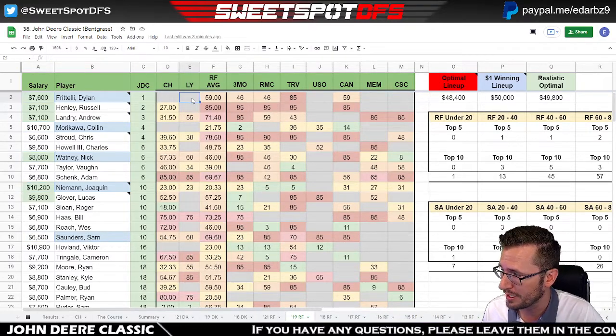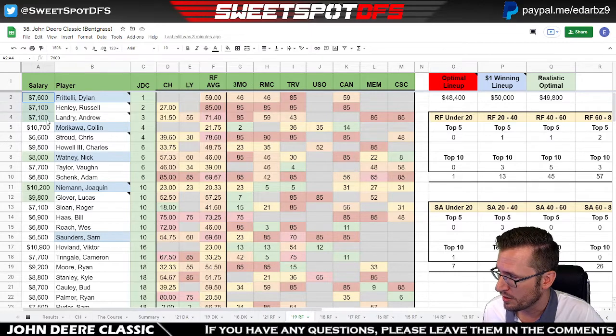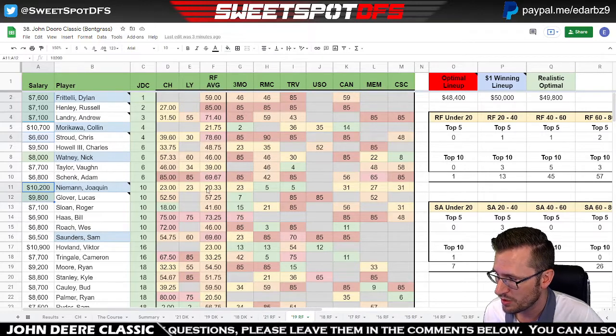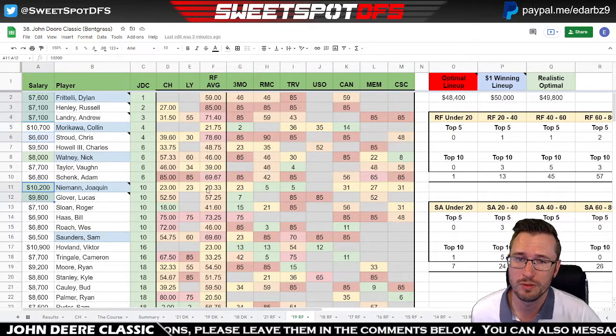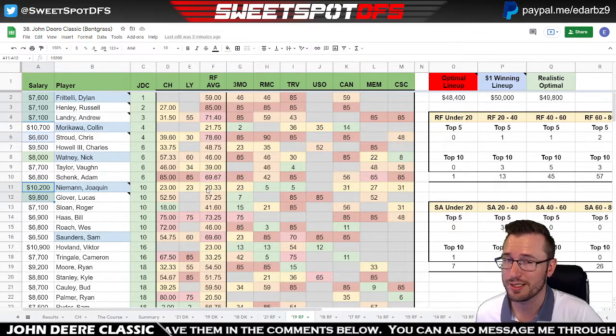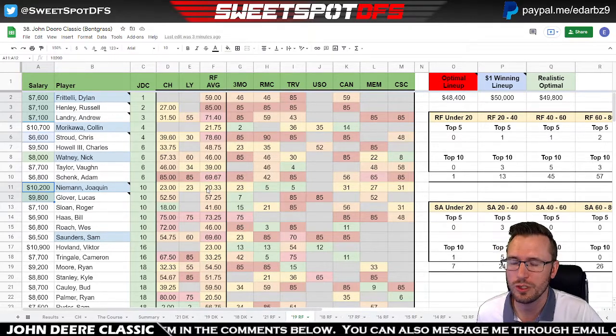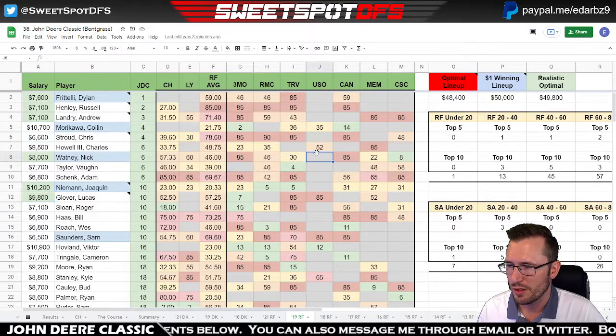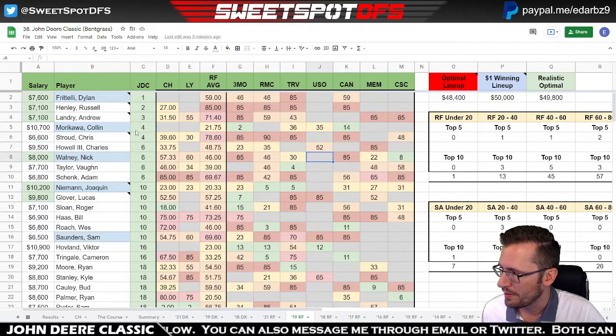But the optimal lineup had the 3 7s at the top here, a 6,600 Chris Stroud, and then dropping down to a 10,200 Joaquin Niemann and a 9,800 Lucas Glover. So we had a 10, 9, 3 7s, and a 6. So pretty close to your traditional build. That was under 49,000. So let's create a realistic optimal lineup.